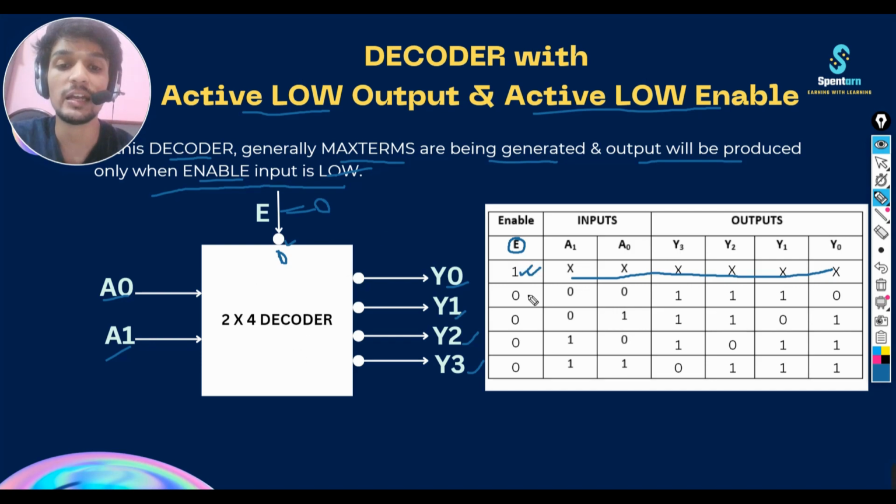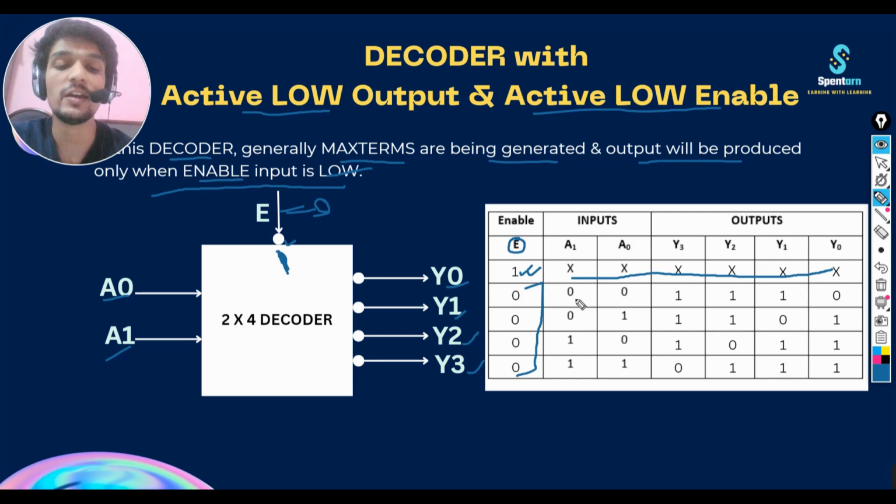state. But in case enable is 0, that means after this inverter, it will get 1, right? So it will work in case of enable as 0. So we have represented as 0, right? Now, in these cases, the output will get affected according to the inputs.